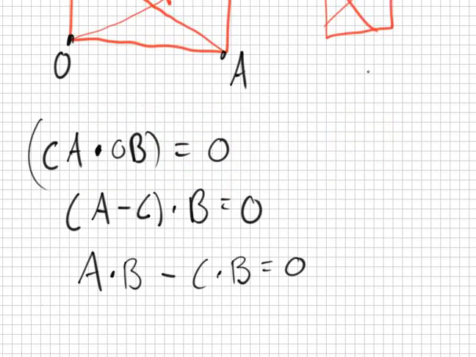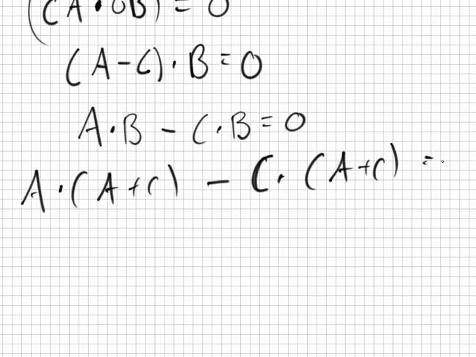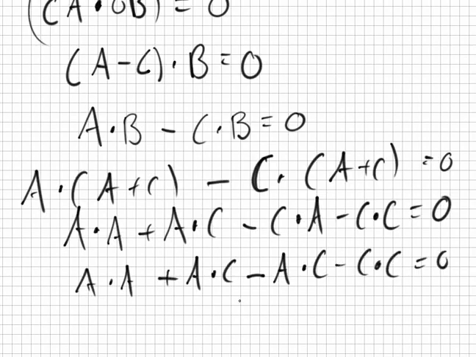So B gets replaced with A plus C. Equals 0. Okay, so that's A dot A plus A dot C minus C dot A minus C dot C equals 0. Now, you know that dot product you can swap. So that's A dot C minus A dot C. Now what happens in the middle here? They cancel. So I'm left with A dot A minus C dot C equals 0.